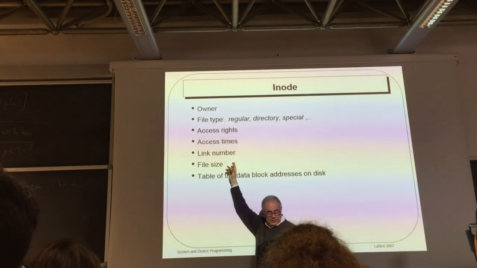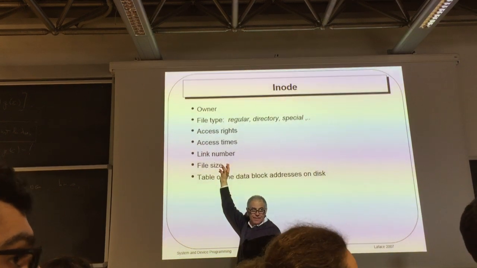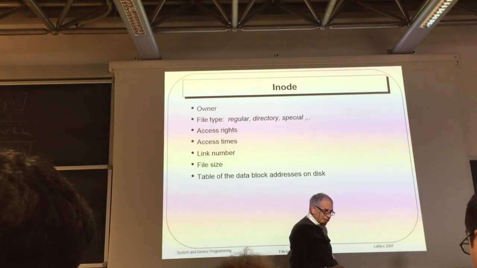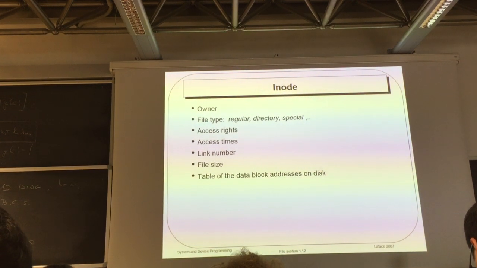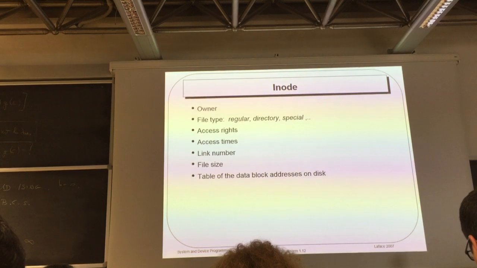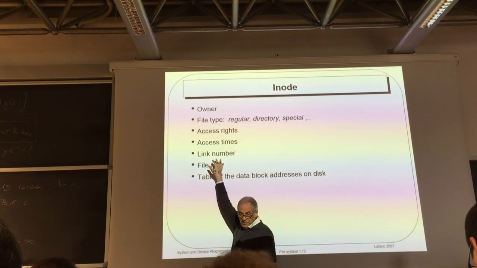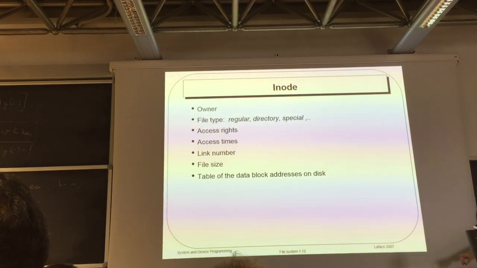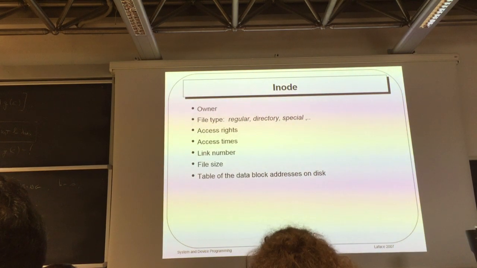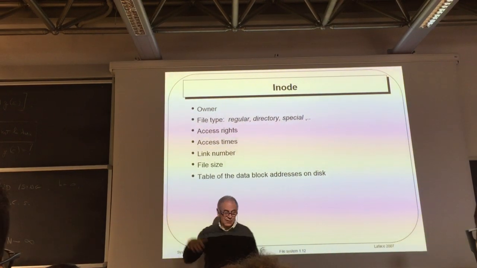Why is this link number important? In order to free the inode, maybe. Yes, in order to free the data of the inode when the link count becomes zero, because there is no way, no names, for accessing this data. At this point, it is better to recover all the blocks related to this real file. Then file size and the table of data block addresses on the disk. Tuple means, as a matter of fact, index blocks, because the organization is the last one that I showed.